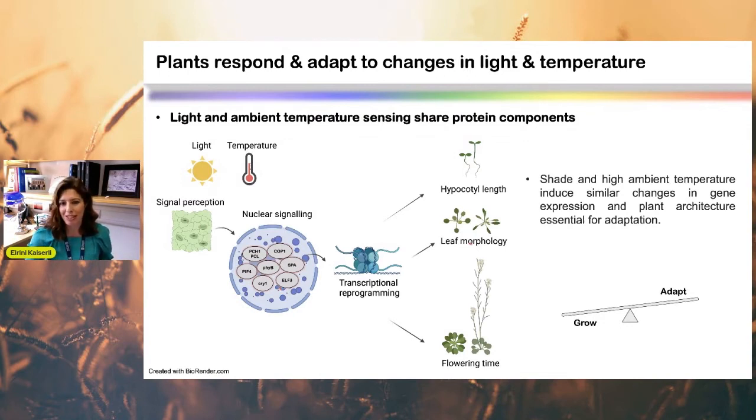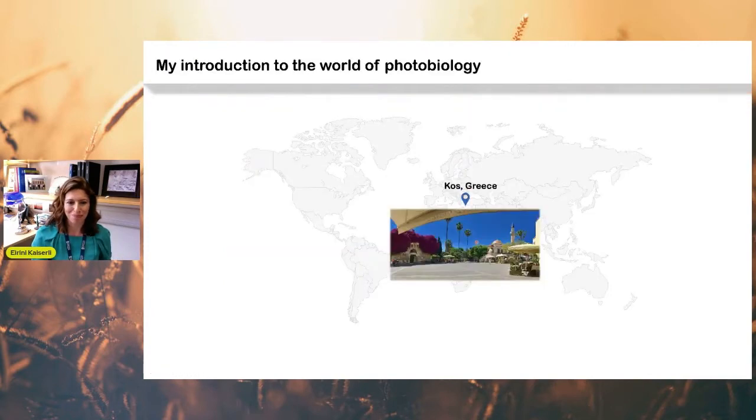Some of these changes in morphology are elongation of the embryonic stem, the hypocotyl that you've already heard about, and also of leaf morphology, so leaves become more epinastic, and also initiation of flowering. So all these responses in terms of thermomorphogenesis are important for avoiding loss of water, basically.